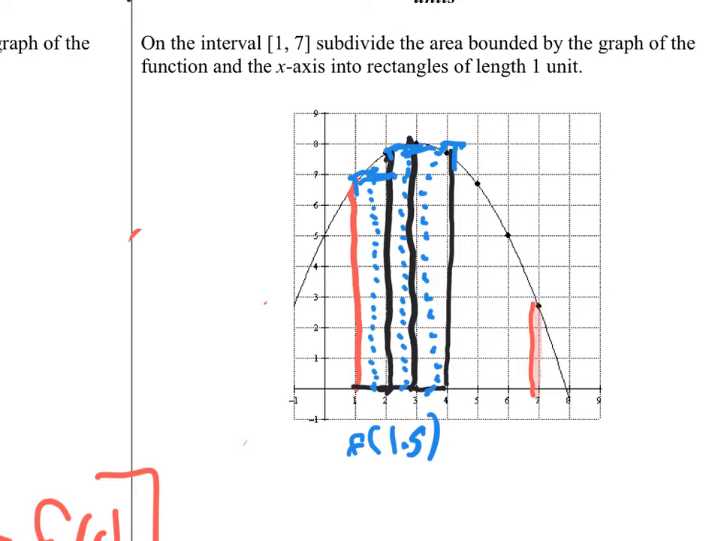I may as well finish it up. Between 4 and 5, halfway over, halfway, between 5 and 6, halfway over, between 6 and 7, halfway over, there they all are.